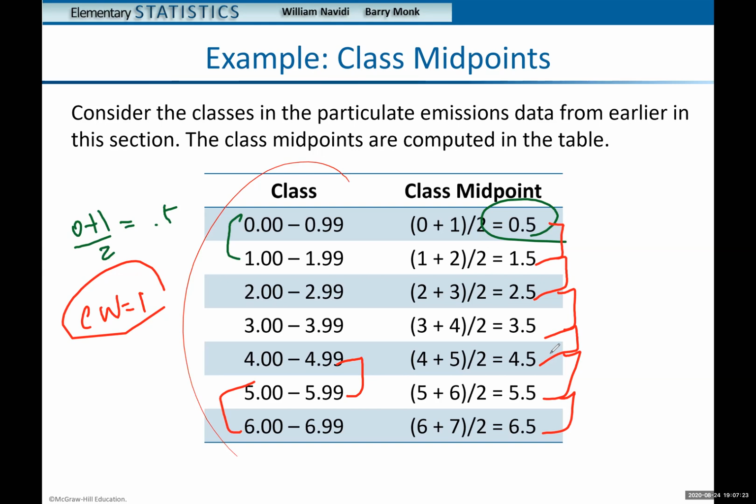Easy, right? You don't need to show the computations like this. Just use the first two lower limits: 0 plus 1 divided by 2 is 0.5. Then whatever your class width is, just add it to the next one. 0.5 plus 1, up to the last class. Questions?